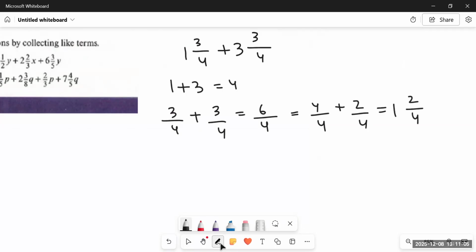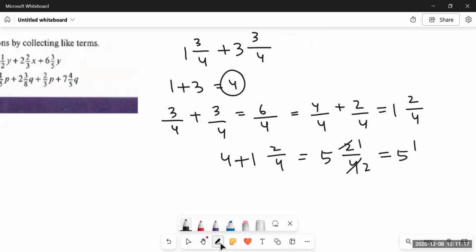Now combining it with 4 wholes, it would be 4 plus 1 and 2 over 4, and that's 5 whole 2 over 4. Also, we can simplify 2 with 4. That's 2 ones are 2, 2 twos are 4. So the final answer would be 5 whole 1 over 2. And here we have x, so we'll write x over here.